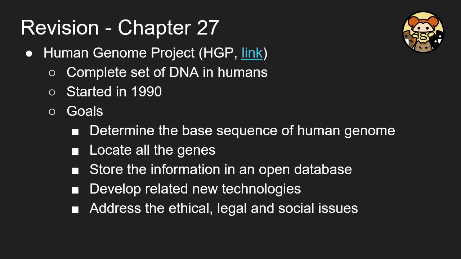Based on that, we then developed the Human Genome Project. Its goal is to complete the set of DNA in humans. It started in the 1990s and is now completed. The goal is to determine the base sequence of the human genome and locate all the genes. In the previous two chapters we learned the one gene, one protein hypothesis. By knowing the ATG, we can identify the genes and also their possible proteins. Based on that, we can develop new technologies and also try to solve some social issues.